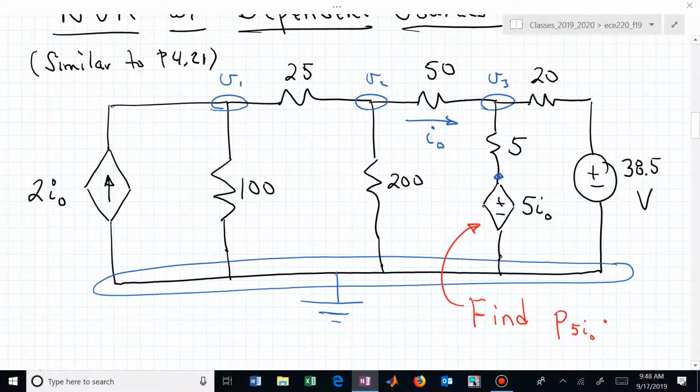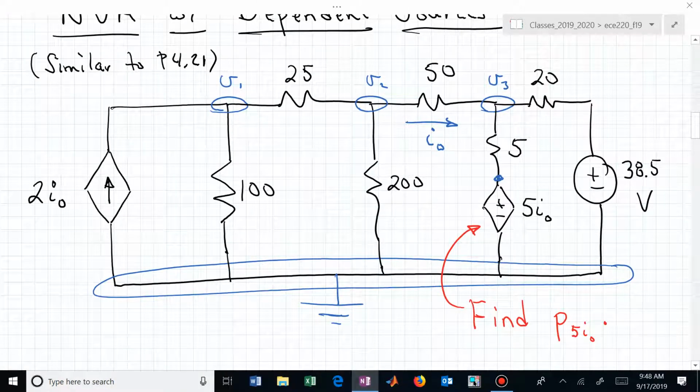How do we find the power associated with any element? You're texting, right? So now you have the passive sign convention, PSC. You need what? A voltage and a current. Their product gives you the power associated with any element. We have a formula for I sub 0. We have the voltage then of that dependent source. We have 5 I sub 0 in terms of V2 and V3. We need the current.